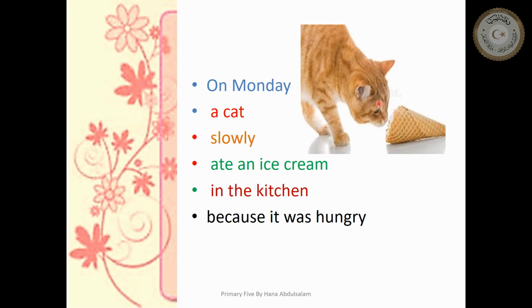Look at it. Ate an ice cream. Where? In the kitchen. Why? Because it was hungry. So, on Monday, a cat slowly ate an ice cream in the kitchen because it was hungry. Ready? Okay. I will say the WH question and you say the answer.